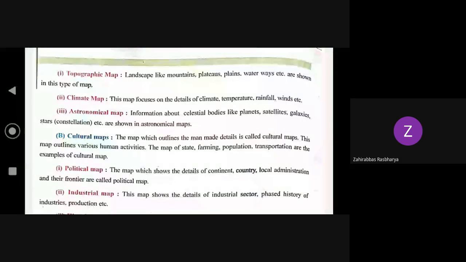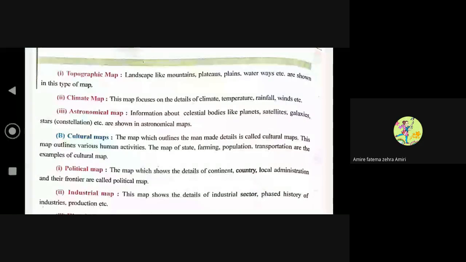Now next is the cultural map. What is shown in the cultural maps? Ma'am, can I say, Amiri Fatima? Say. Culture map. The map which outlines the man-made details is called a culture map. This map outlines various human activities. The map of state, farming, population, transportation are examples of culture map.